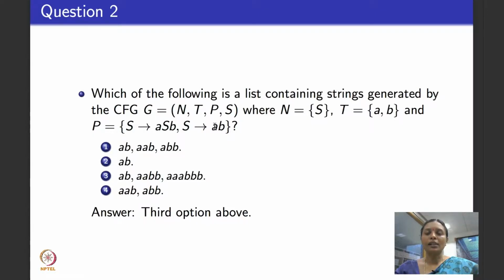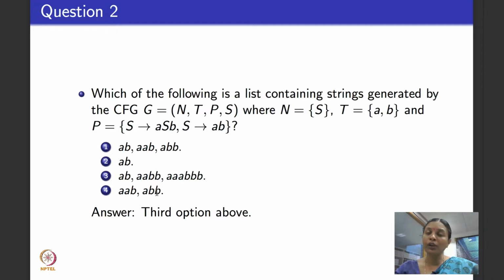The set of productions consists of these 2 rules. The first rule says if you have a non-terminal S, you could replace it with the string a S b, and the second rule says if you have a non-terminal S, you could replace it with the string a b. The question gives you lists of words and asks which of the following is the list of strings that are generated from this grammar. We are not asking which is the language generated by this grammar. We're just giving some sample words and asking you which are the words that are generated by this grammar.